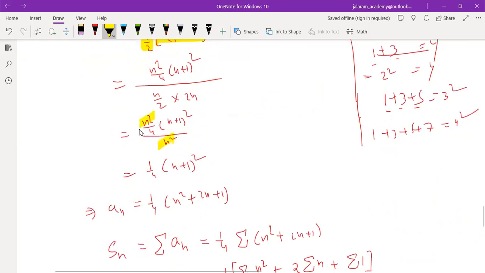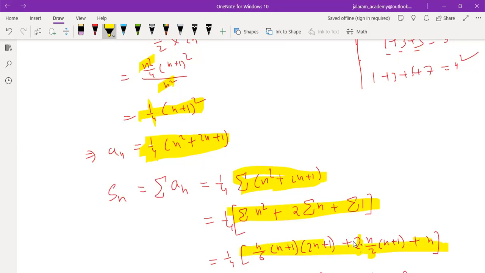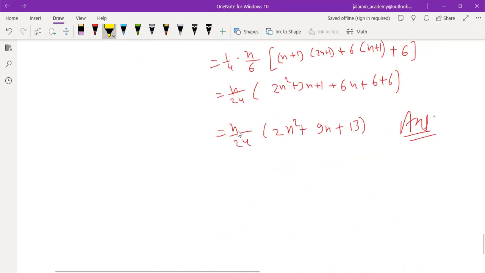This n square and n square will be cancelled out. So it remains only with 1 by 4 into n plus 1 whole square. And we can expand this n plus 1 whole square as n square plus 2n plus 1. So Sn equals to sigma 1 by 4, which is constant, into n square plus 2n plus 1. When we separate the sigma and use the same procedure as we have used in the previous question, we can easily find the sum of this series as n by 24 into 2n square plus 9n plus 13.